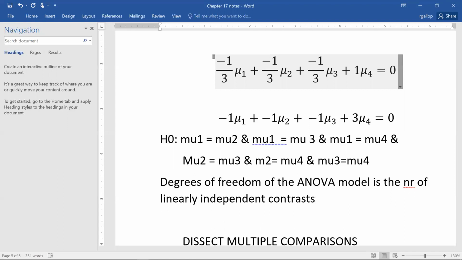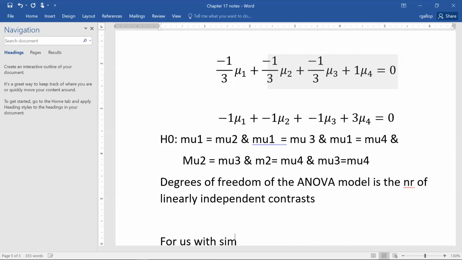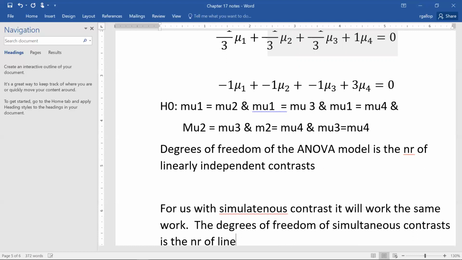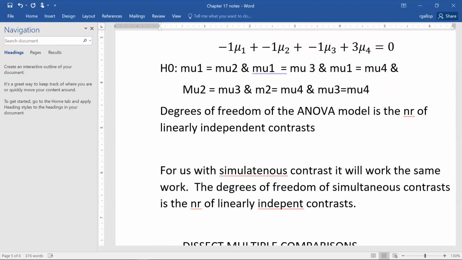All right, so in this case here, so for us, the degrees of freedom of the simultaneous test is the number of linearly independent contrasts. So we're going to do the same thing.